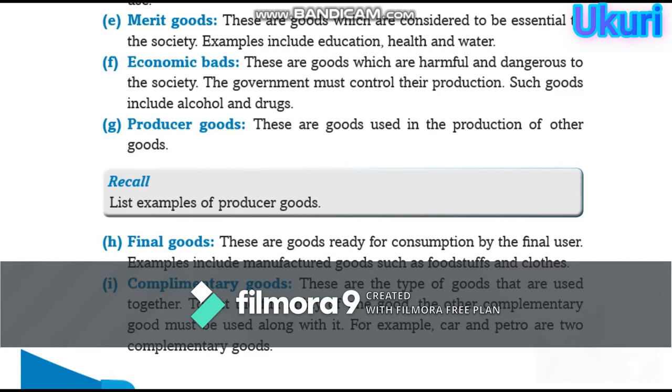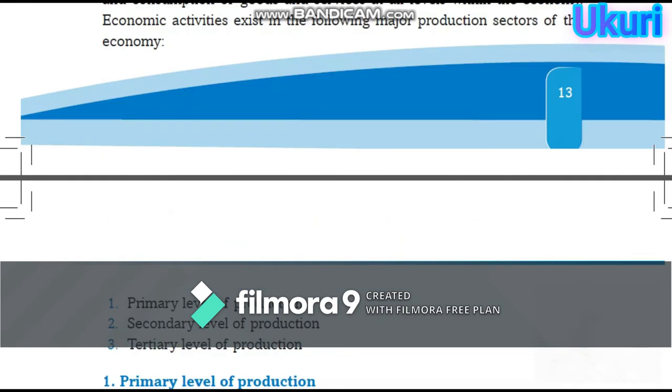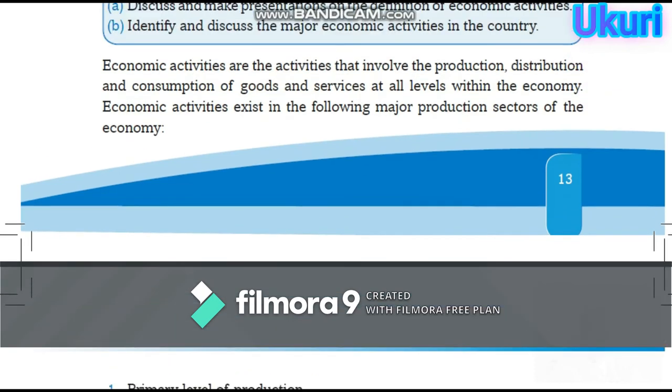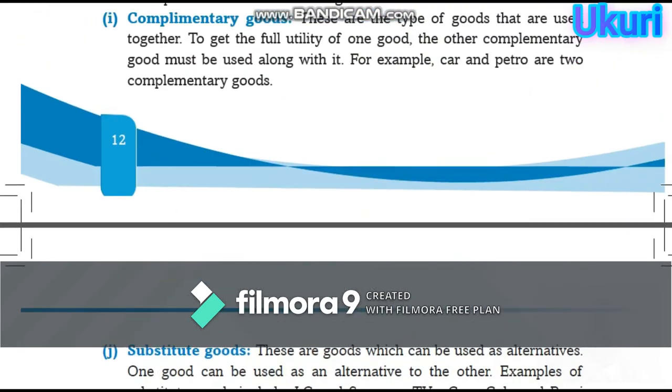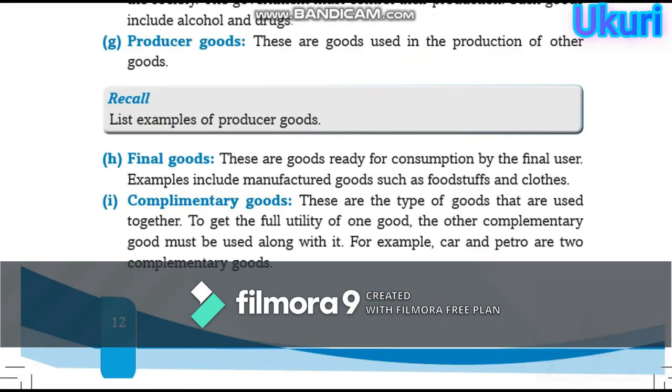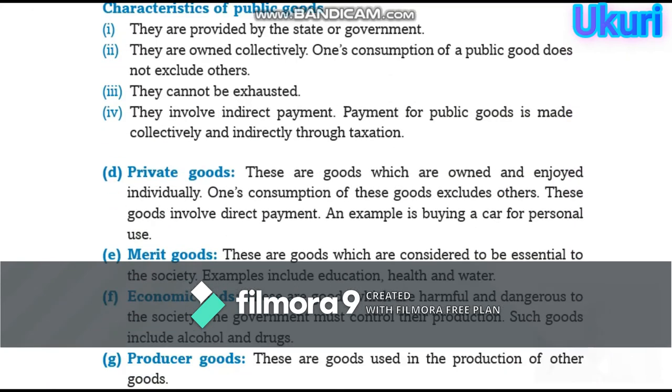Yeah. So G, producer goods. Producer goods are those goods used in the production of other goods. Kuvuga ngo producer goods ni za zindi bifashisha mu producing ibindi cyangwa se mu gukora izindi products. Recall. What recall? List examples of producer goods. So, as a student, you have to list an example of producer goods. You have to list them.